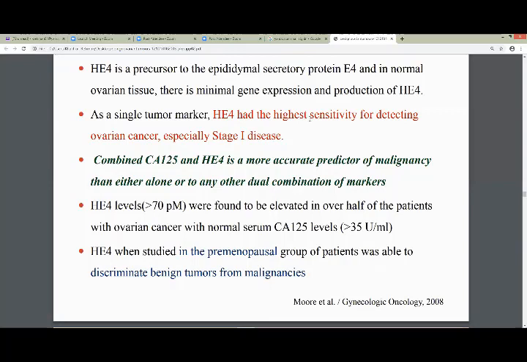Inshallah, in our next lectures, we are going to discuss their malignant counterparts and their malignant variants.